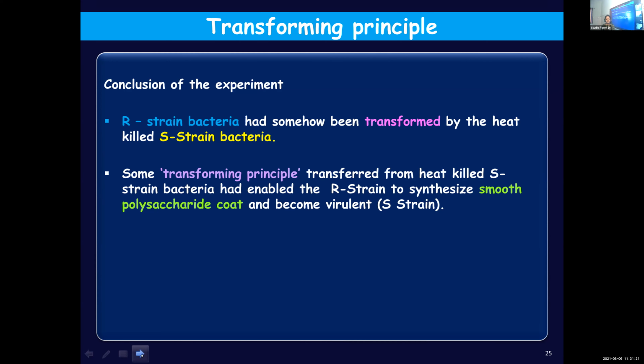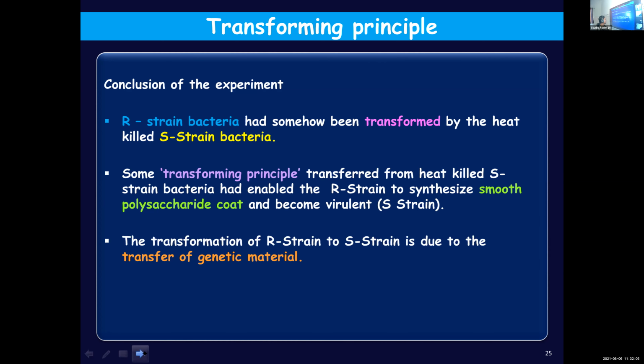But they understood something is there. Some transforming principle is there which made the R strain bacteria develop a mucus coat and get transformed into S strain bacteria. And the transforming principle originated from heat killed S strain. Even though it was heat killed, some transforming principle was still active, which got transferred into R strain and made them synthesize that component, the mucus coating. So once a mucus coating or polysaccharide coat has been developed, it got transformed into S strain bacteria.